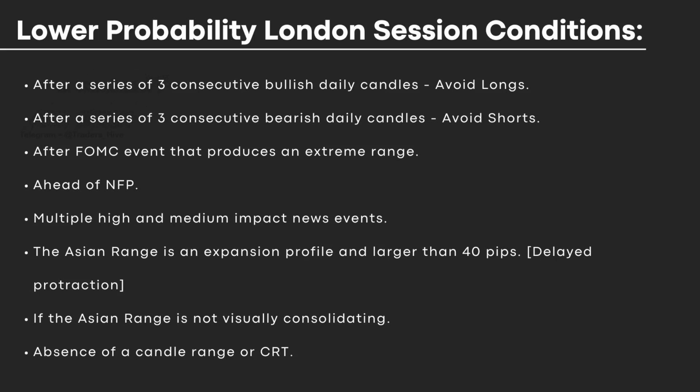Next one is if the Asian range does not show clear consolidation, meaning it's erratic or directionless, in that case you would avoid trading during the London kill zone, because we know that consolidation during the Asian session provides us the foundation for London's expansion, right? And without it, the market lacks structure. And then last but not least, we have absence of a candle range or CRT, and you could guess why.